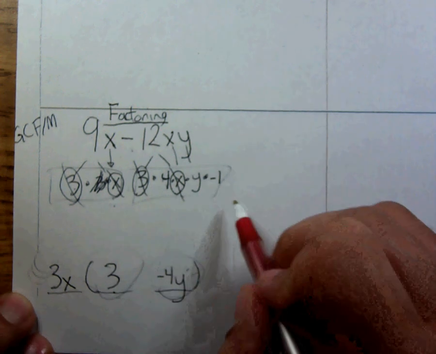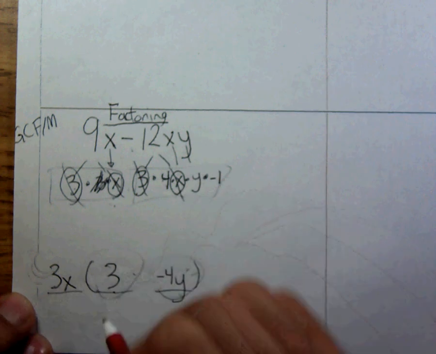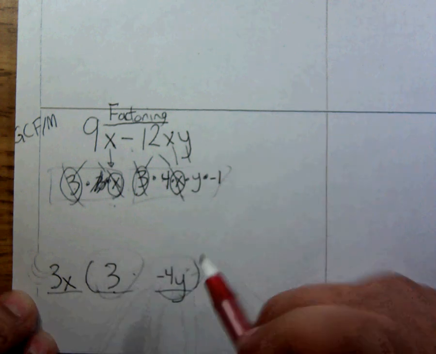Okay. So I have negative 4y. And so I have 3x times 3 times negative 4.